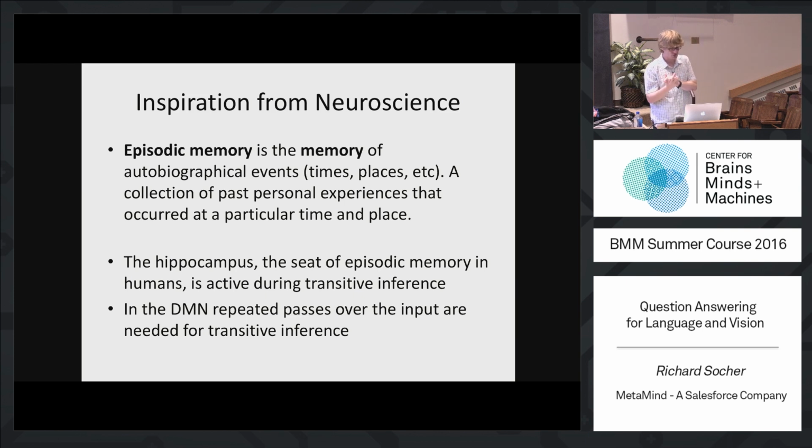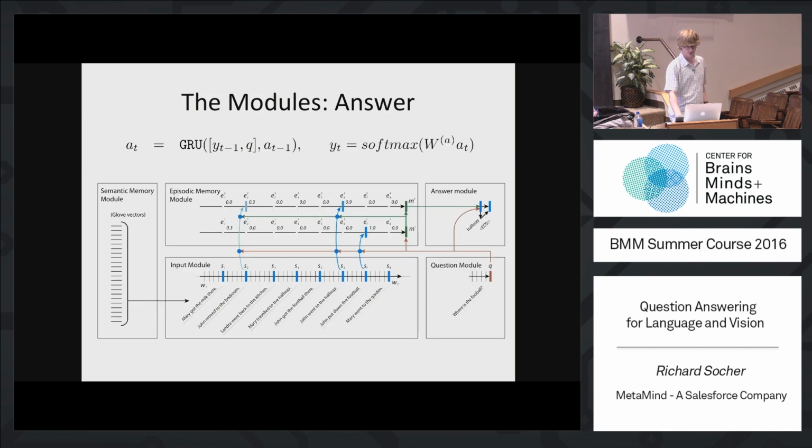And what's interesting also is that it's known that the hippocampus, the seat of the episodic memory in humans, is also needed for transitive inference. And when we only allow our DMN to go over the input once, it can also not do transitive inference well at all. And so there's some interesting correlation there.